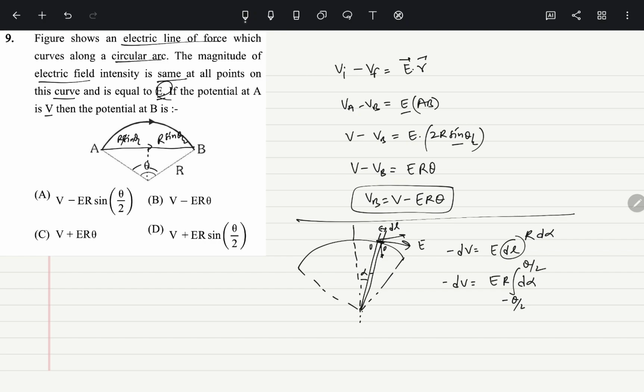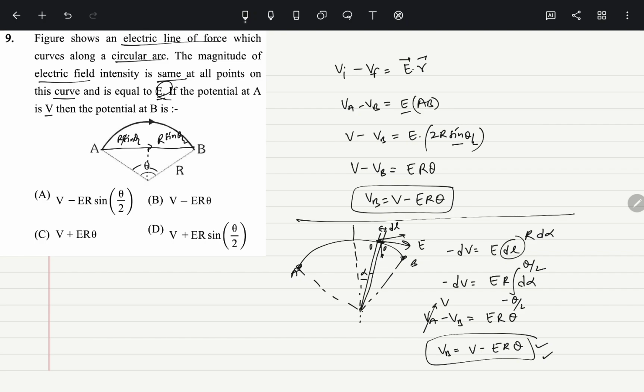When we write minus theta by 2 to plus theta by 2, it means we are taking these two points, A and B. So minus dV can be written as VA minus VB is equal to E into R into theta by 2 minus of minus theta by 2, which gives theta. So VB will be V minus ER theta. So that is another approach, and I think this could be a more satisfactory approach. Okay, so that's it.